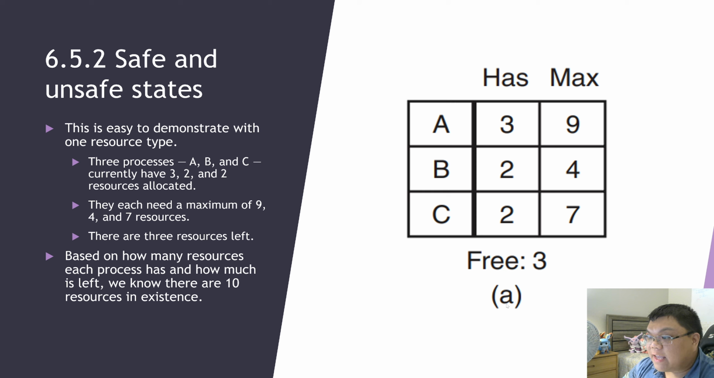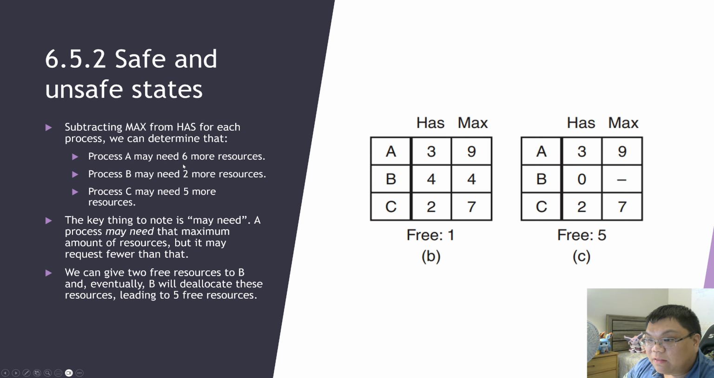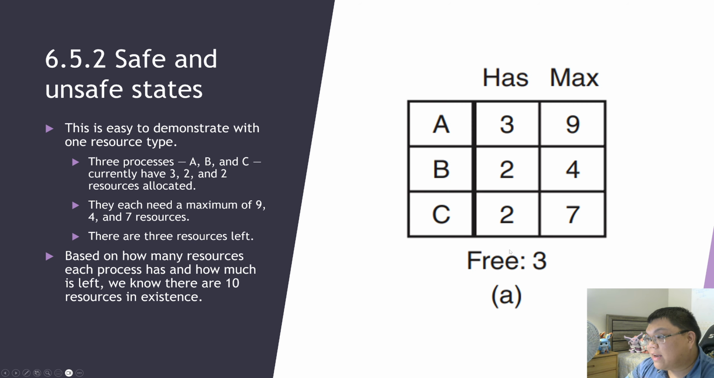So, with that, how do we know that state A here is safe? Well, let's assume that every process suddenly requested its maximum number of resources. So process A asks for 6 more resources. Process B asks for 2 more resources. Process C asks for 5 more resources. And we are currently at state A here.